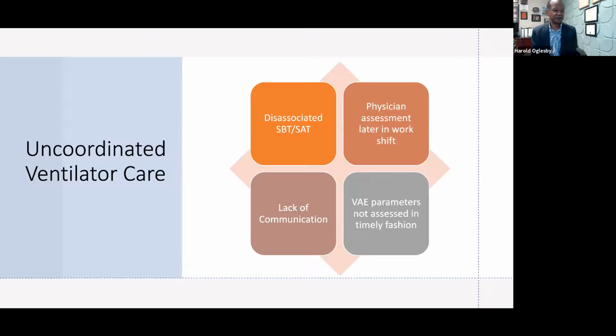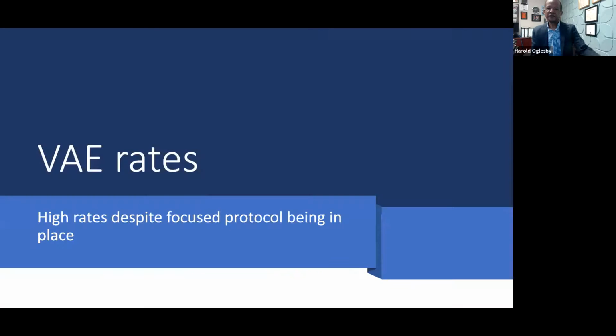So again, our big catch and focus was the fact that we thought we were doing everything that we could and had great protocols in place, but our VAE rates were still higher than we thought they should have been.